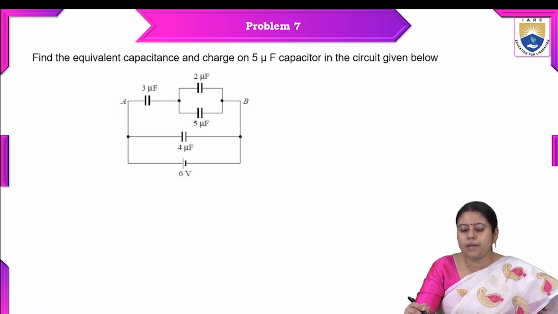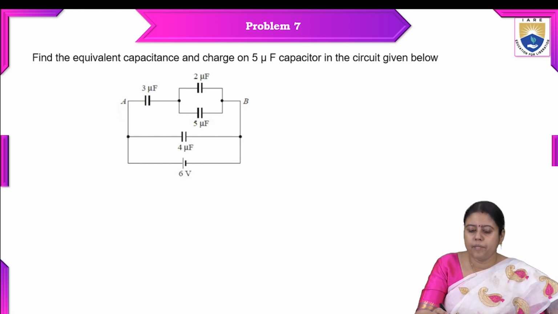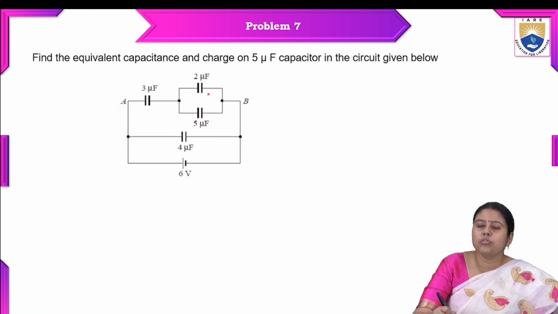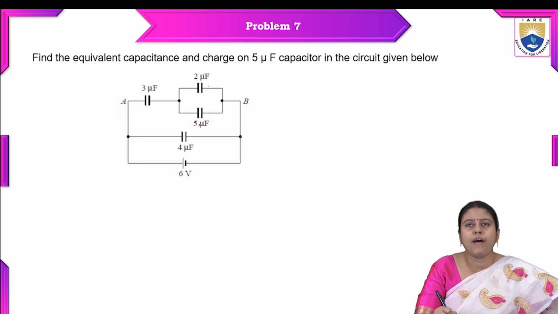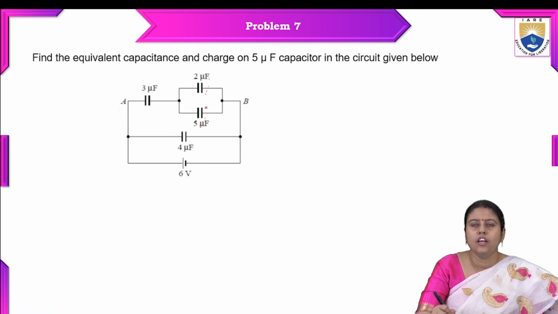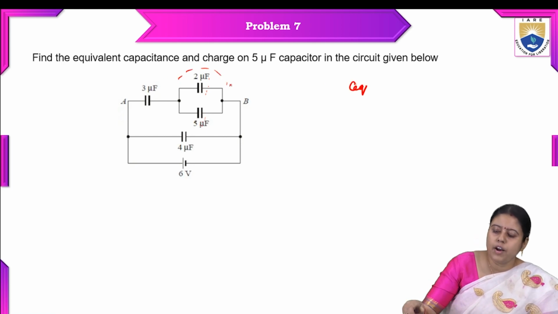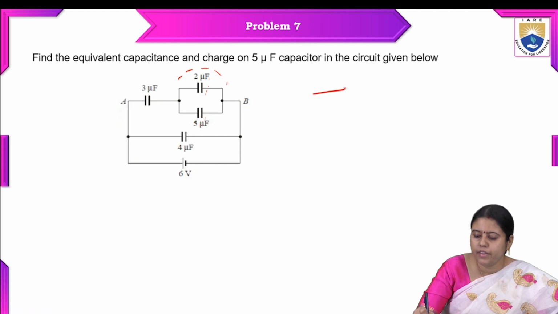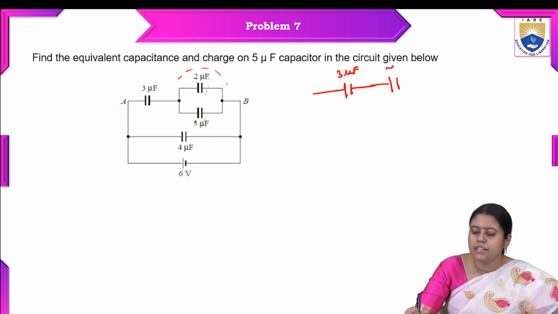Find the equivalent capacitance and the charge on the 5 microfarad capacitor in the circuit. First, find the equivalent capacitance. How to calculate it? You can see 2 microfarad and 5 microfarad are in parallel. What is the equivalent for these two? Parallel combination means simple addition, so this is 7 microfarad.